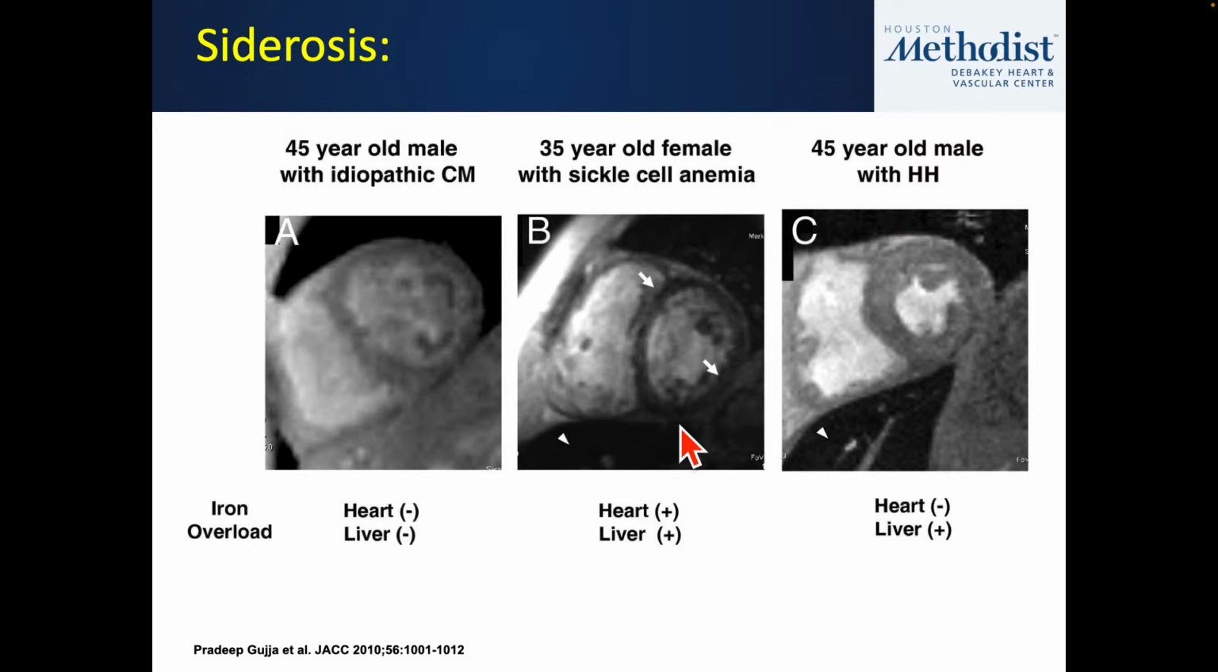Compare that to this patient in the middle here, a 35-year-old with sickle cell anemia, who in fact has a dark signal both in the myocardium and in the liver, consistent with both hepatic and myocyte iron overload. And then this third patient on the right-hand side has really just a dark signal within the liver itself, consistent with liver iron overload, but not with myocardial iron overload.